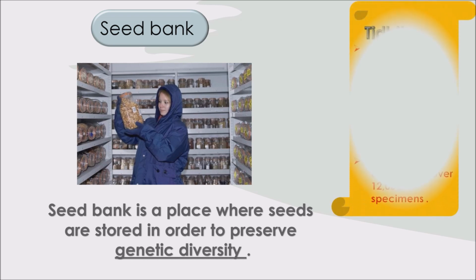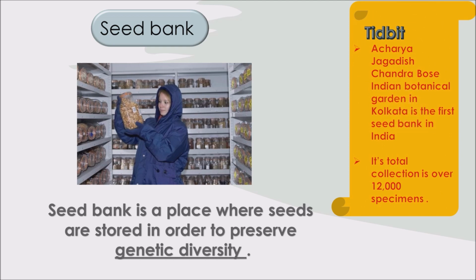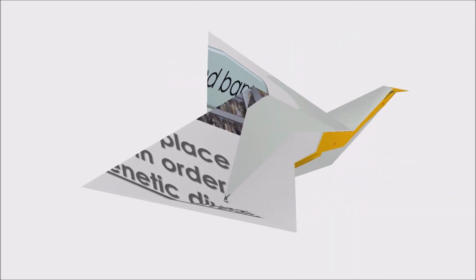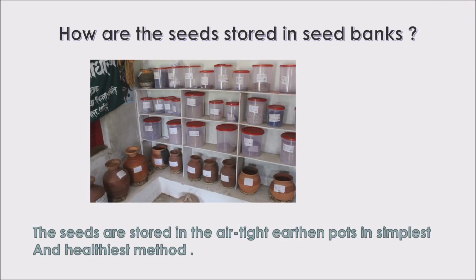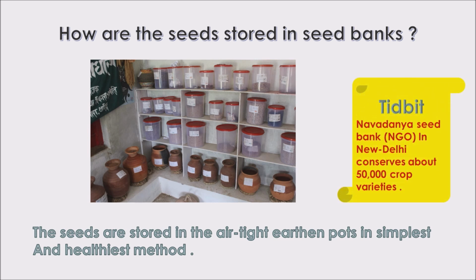Do you know the fact that Acharya Jagadish Chandra Bose Indian Botanical Garden in Kolkata is the first seed bank in India? Its total collection is over 12,000 specimens. How are the seeds stored in seed banks? In seed banks, the seeds are stored in airtight earthen pots in the simplest and healthiest method. The Navadanya Seed Bank in New Delhi conserves about 50,000 crop varieties.